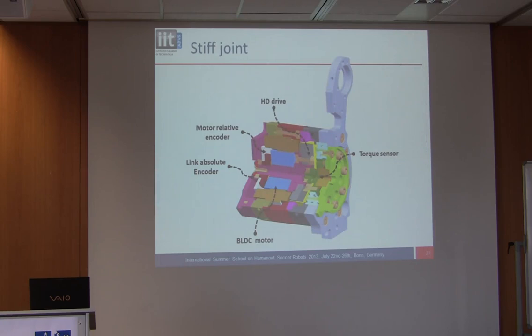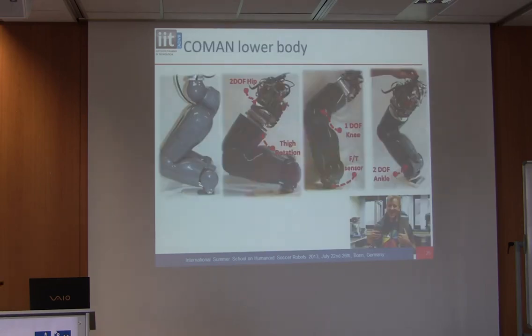The stiff joint is basically the same actuator, but excluding the series elastic part. So now we replace the output pulley that includes the springs module with a fixed rigid component that connects directly to the knee. So it's very, very traditional.